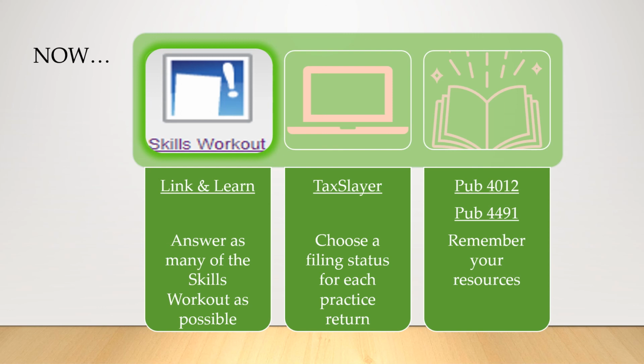After you've done the skills workout, head on over to TaxSlayer and choose a filing status for each of the practice returns we started last lesson. You'll find the information you need to decide that in Asana. And then, as always, remember your resources. We have lots of charts to look at in Publication 4012. Publication 4491 has more examples and information, so if you get stuck on one of your skills workout questions, check there and see if you get a better explanation. Those resources are always available, even during the test.